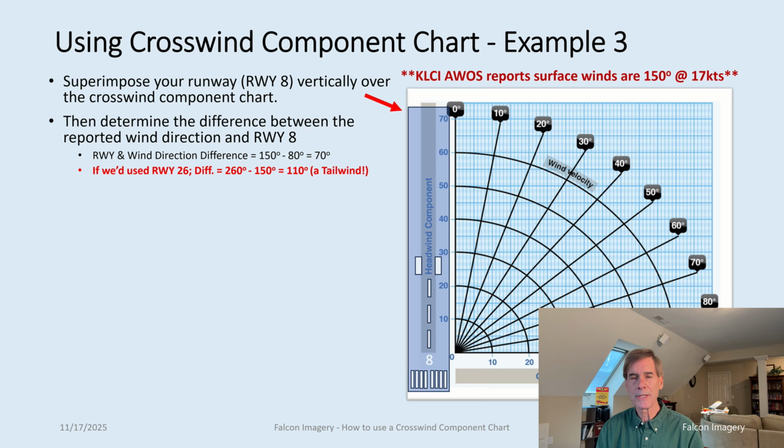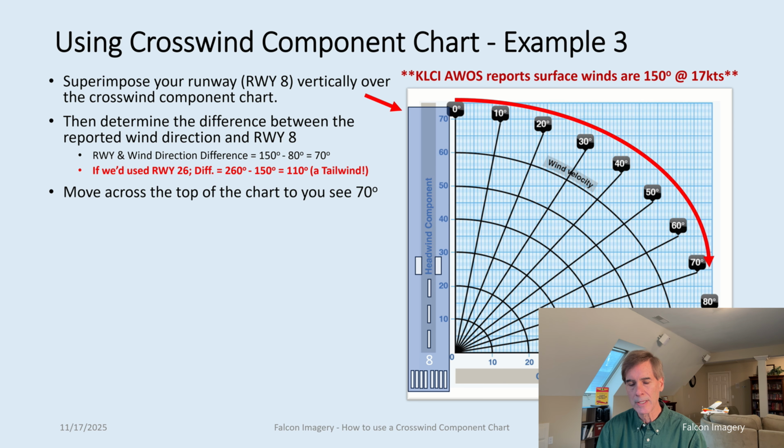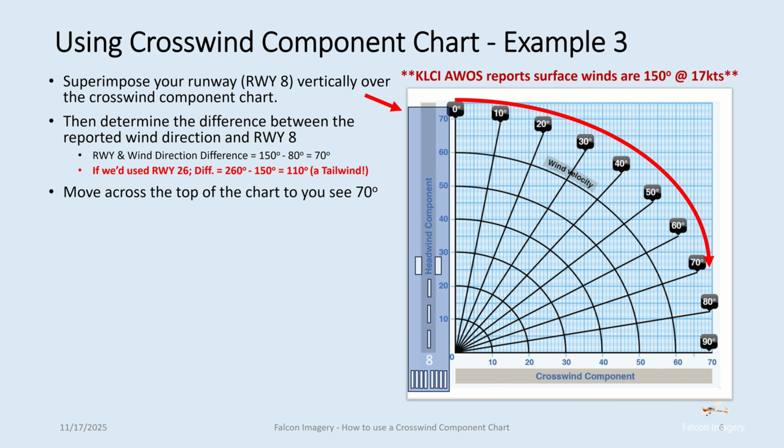If we had used runway 26 in these wind conditions, the difference would have been 260 minus 150 or 110. That tells us we've got a tailwind. And again, we really want to try to avoid taking off with tailwinds or landing with tailwinds. So we'll move across the top of the chart until we see 70 degrees.